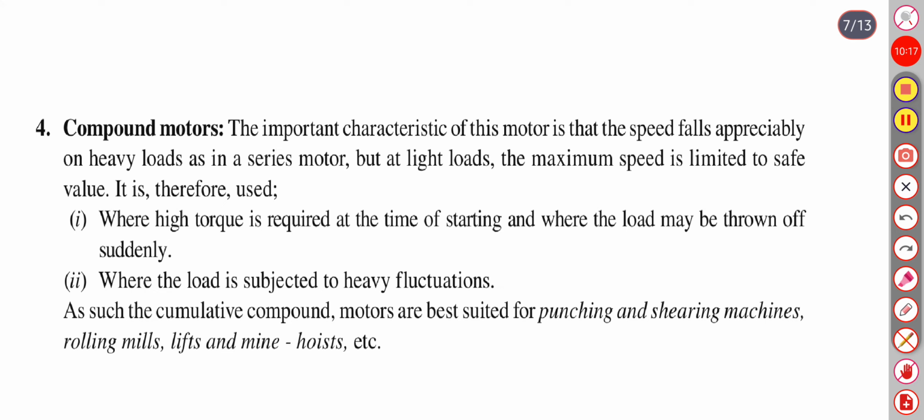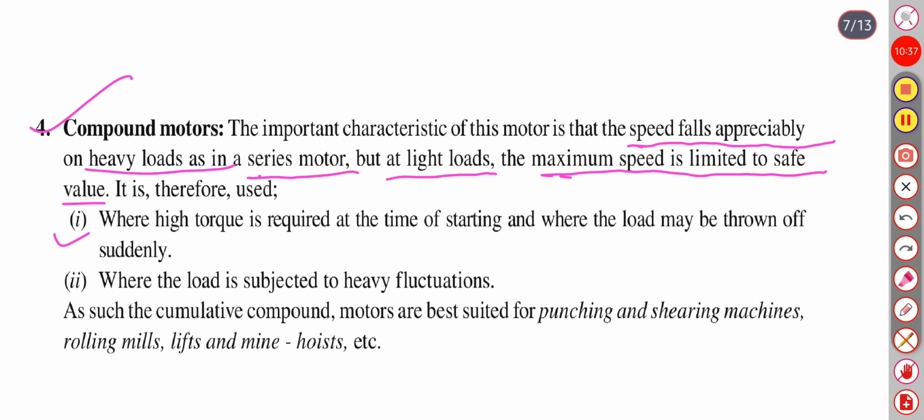Compound motors. The important characteristic of this motor is that the speed falls appreciably on heavy loads as in a series motor, but at light loads the maximum speed is limited to a safe value. Therefore, where high torque is required at the time of starting, where load may be thrown off suddenly, and where the load is subjected to heavy fluctuation, these compound wound motors are preferred.